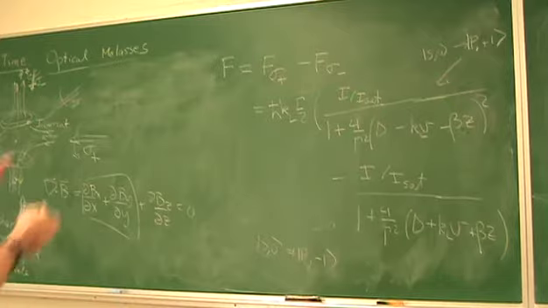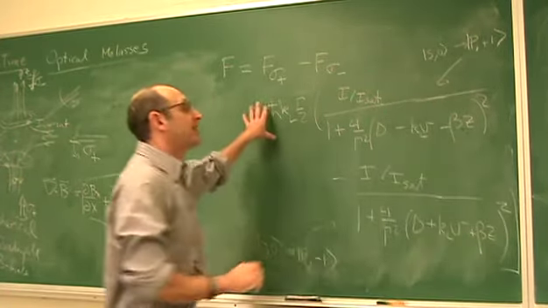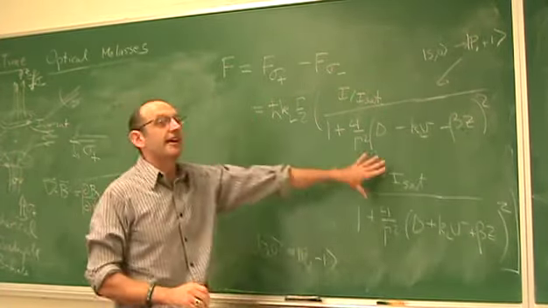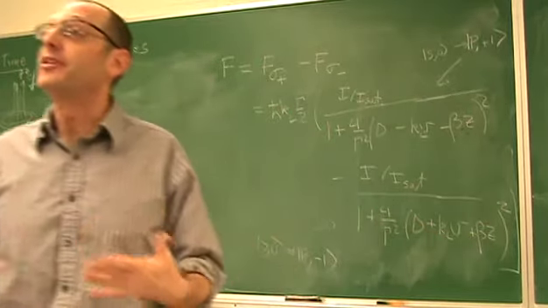So in the same way that we expanded this for low velocities and got friction, we can expand this around the origin and get the restoring force associated with this trap.